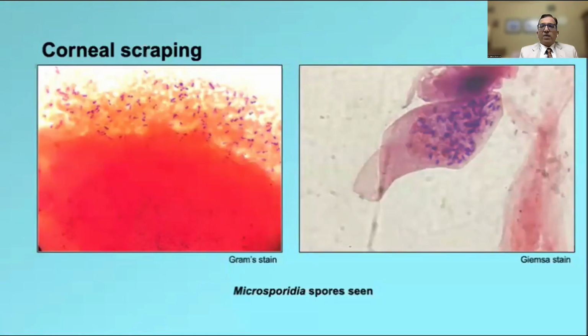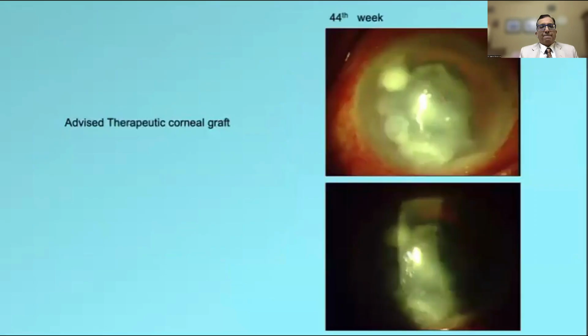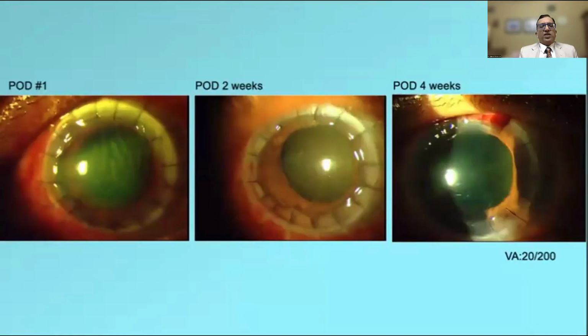Now, the problem with microsporidia keratitis is that it only responds to a drug known as fumagillin. Fumagillin is not available in India. We didn't have access to fumagillin. So we advised a therapeutic corneal graft. And you can see that the outcome was very, very good with this corneal graft. You can see how the cornea had cleared by 4 weeks, and we could maintain this graft like this for many, many months.